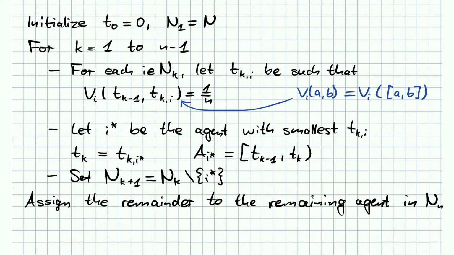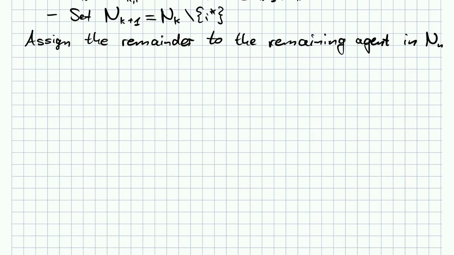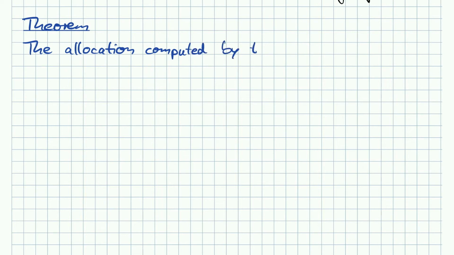How do we show that? We claim that the allocation computed by the algorithm fulfills proportionality.